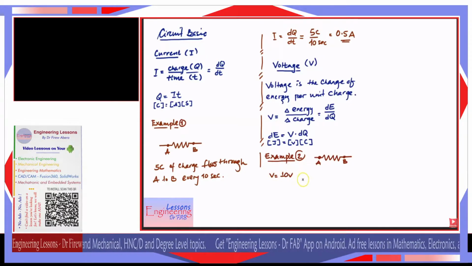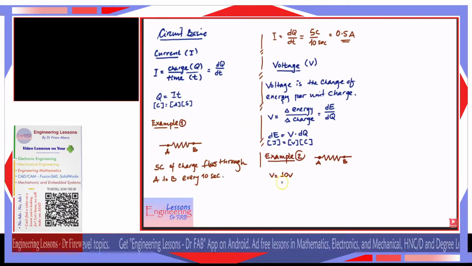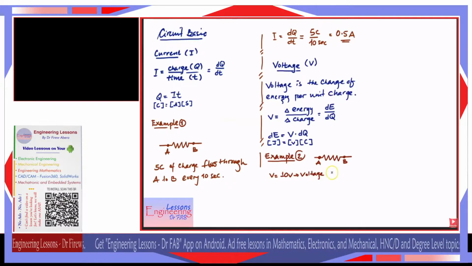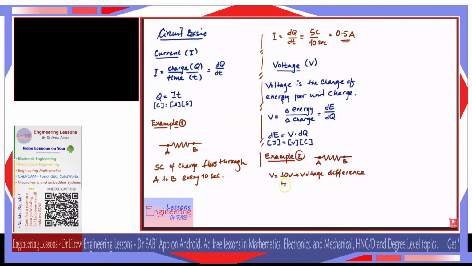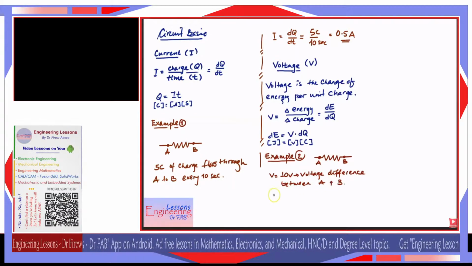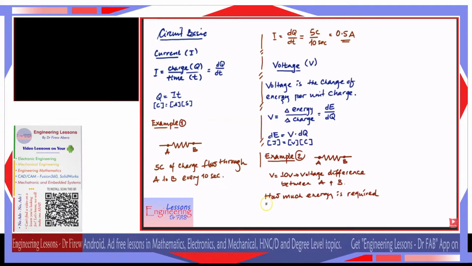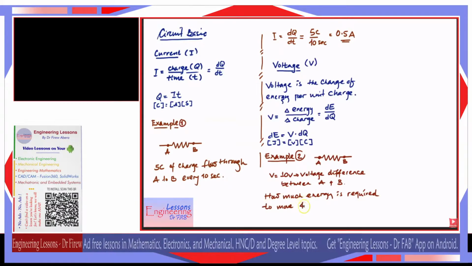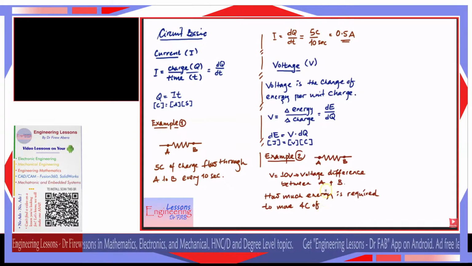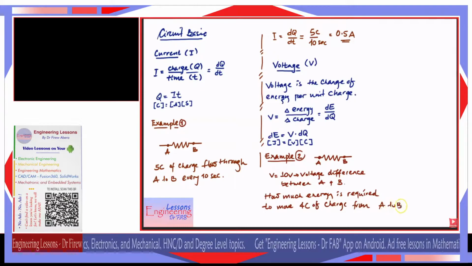And what we are looking at is calculating the amount of energy that's required to actually push through 4 coulombs of charge. So this is the voltage difference between points A and B. Now, how much energy is required to move 4 coulombs of charge from A to B?